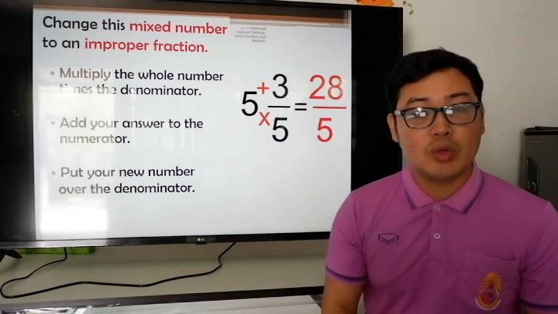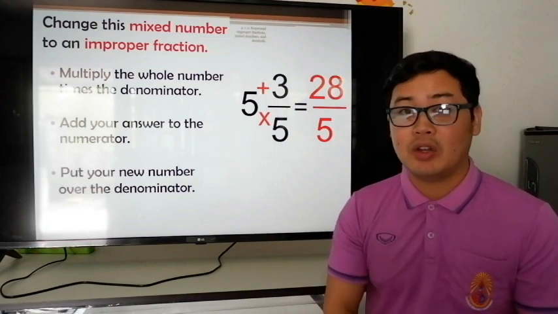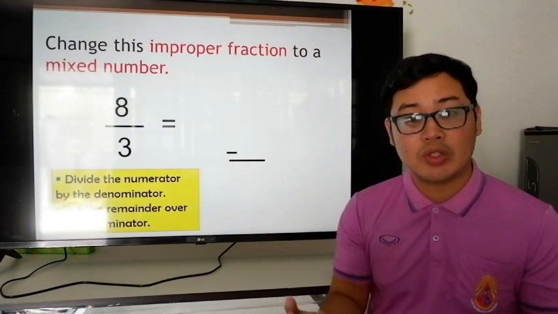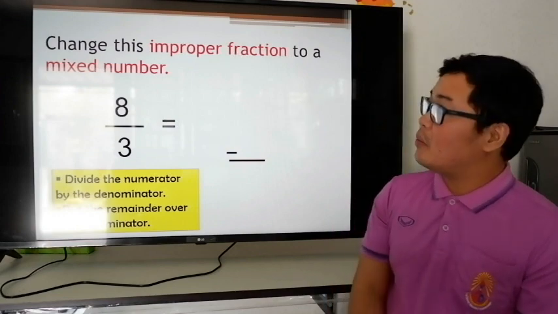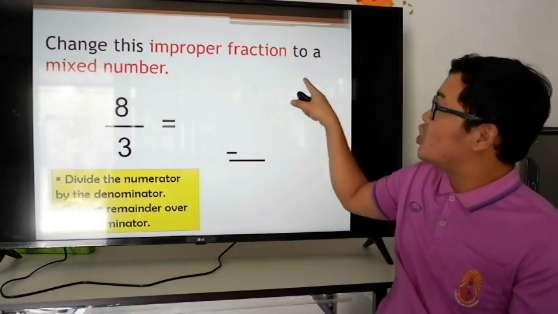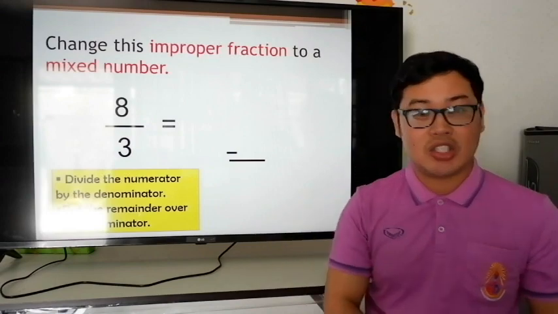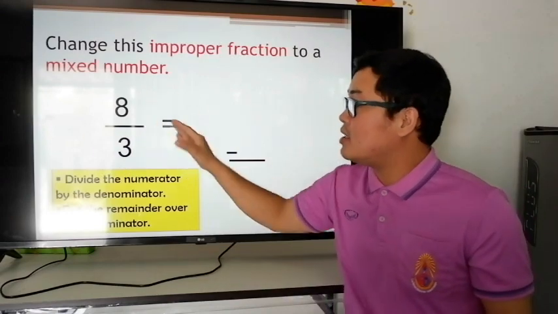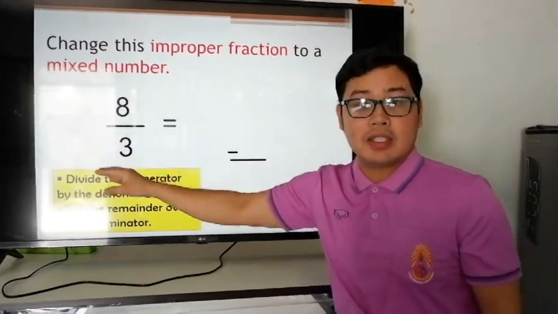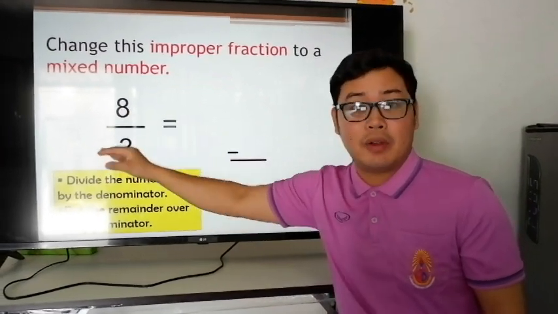Okay, so now the problem is how can we change an improper fraction to a mixed fraction? That's what we are going to learn today. So this time we are going to change this improper fraction to a mixed fraction. This is our improper fraction.